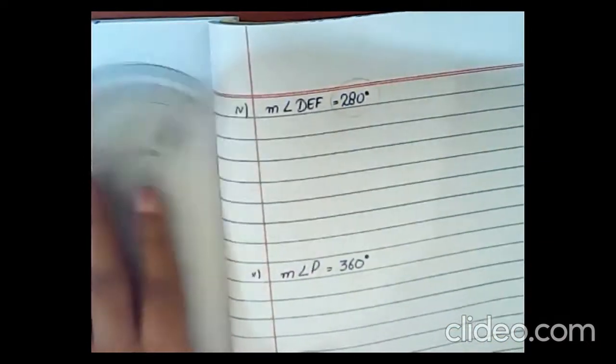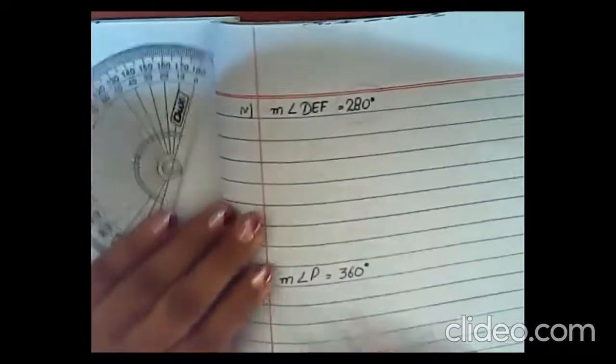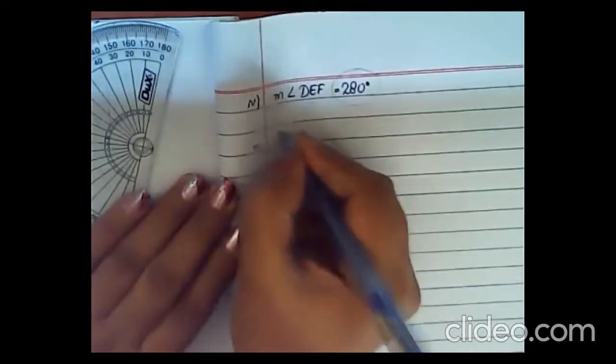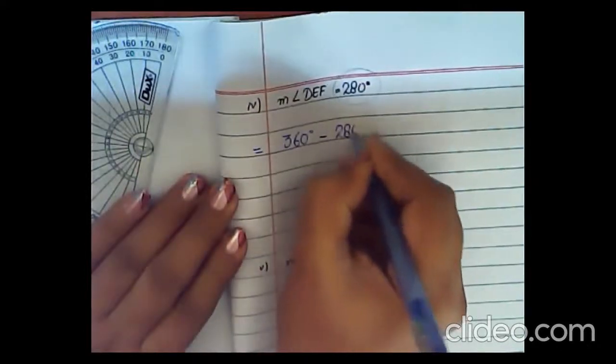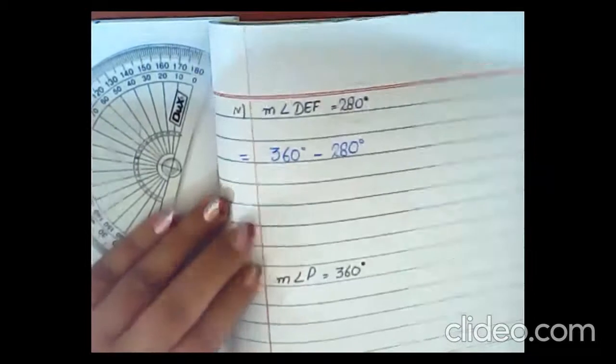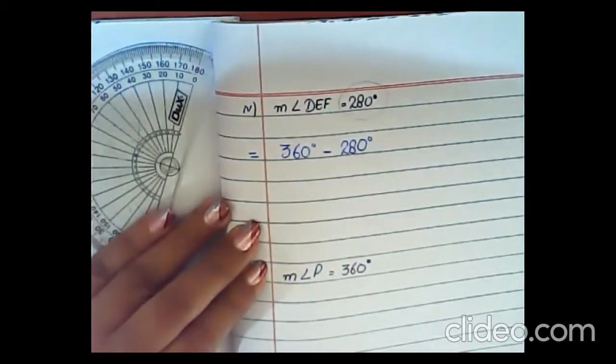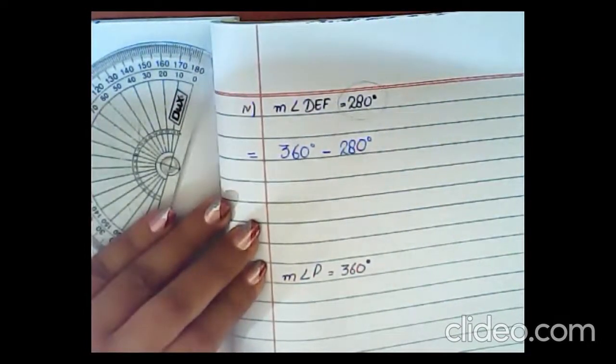You will subtract it from 360 degree. Now please tell me the answer. 360 degree minus 280. Tell me the answer of this one. Very good, Betel. Very good. 360 degree minus 280.